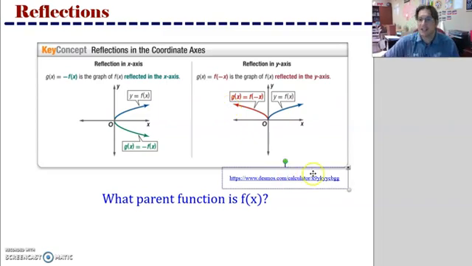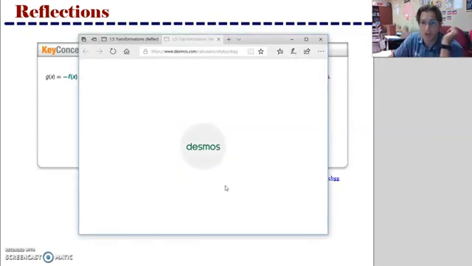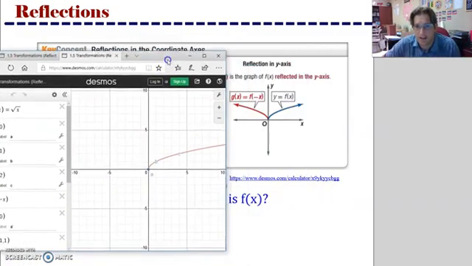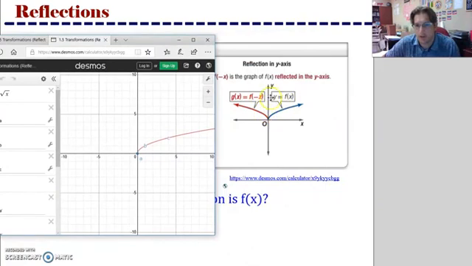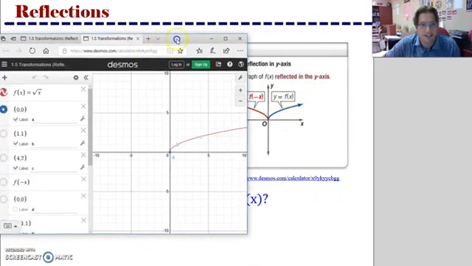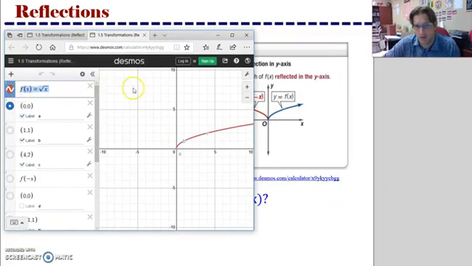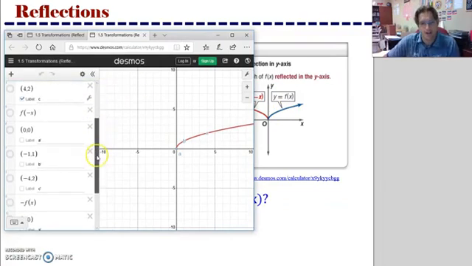You can see this in DESMOS here. Looking at this, we've got our function here, f of x. Hopefully you all know what that parent function is. It is a square root function. So f of x is a square root function. And here's what we're going to do. First, we're going to take our function and flip it over the y-axis. So that means my new points: A goes to 0, 0 as A prime, B goes to -1, 1, and C goes to -4, 2. So we've basically just changed those values.